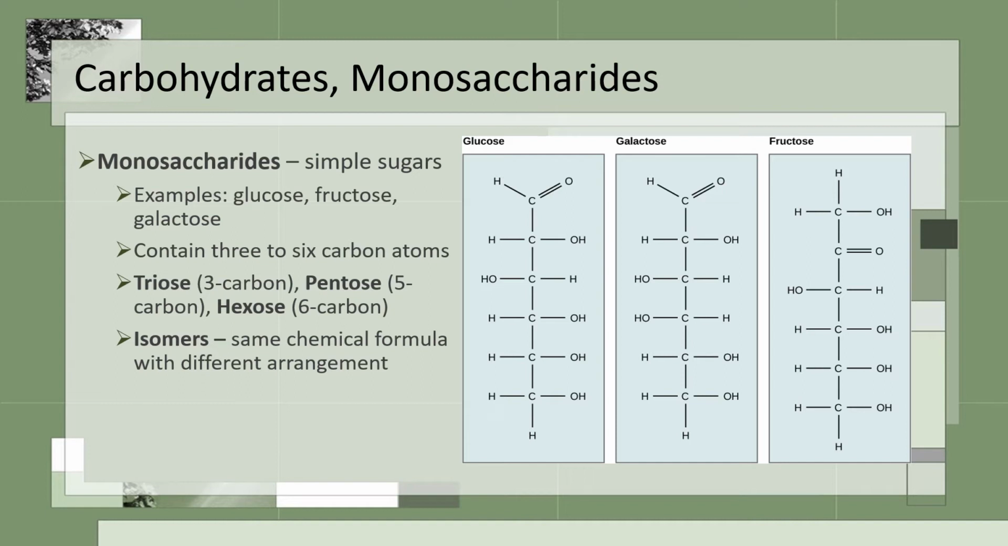Glucose, galactose, and fructose are isomers. They are all the same formula, but with different arrangements, and when the arrangement changes, their properties change. So notice how all 3 of the sugars in the image have the same number of carbons, hydrogens, and hydroxides, or OHs, but they're arranged differently.